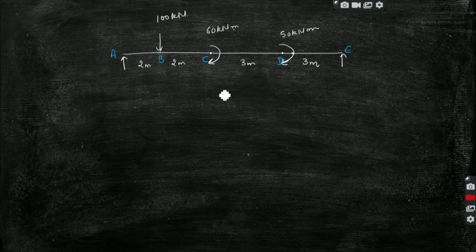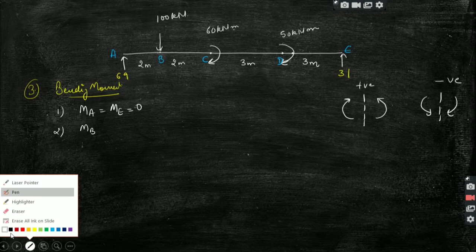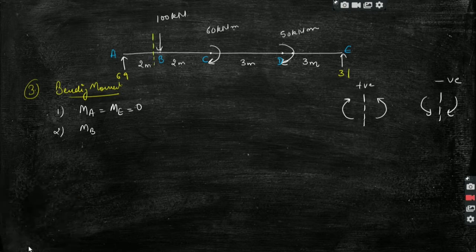For calculation of bending moments, first of all, we are taking these sign conventions, right? So I will start. We know that bending moment at A and E will be zero because these are simple supports. So I will just jump to bending moment at B. For calculating this, I will take section just at B, right? And the value which I will get is 69. There is only one force acting, so the moment due to this force will be 138, and the sign will be positive, because this has a clockwise direction, and clockwise in left hand side is taken as positive.